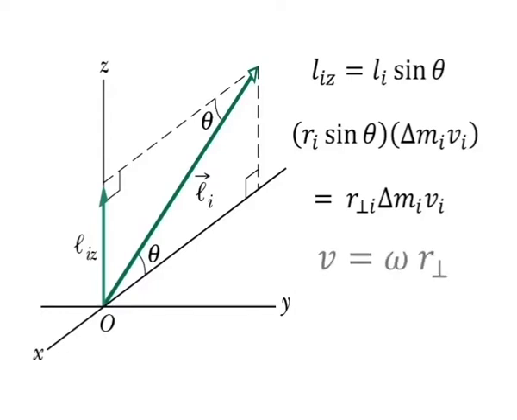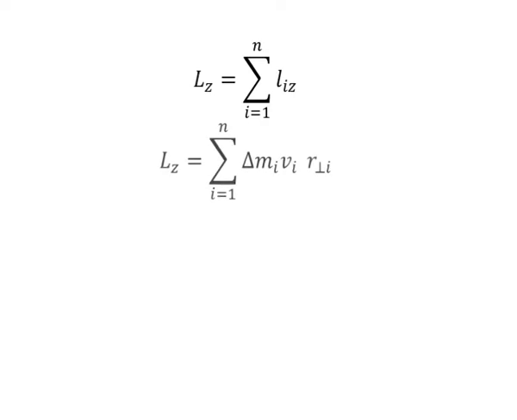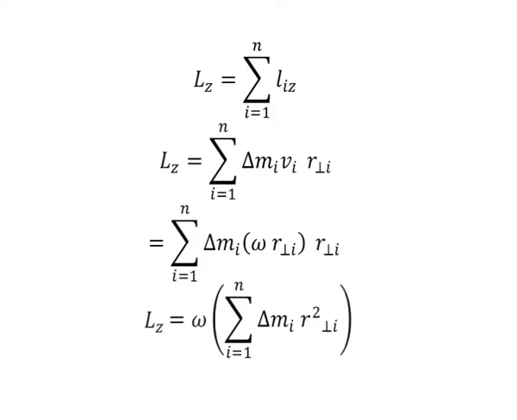Thus, because V is equal to omega r_perpendicular, we may write L_z is equal to sigma L_iz from i equal to 1 to n, or L_z is equal to sigma delta m_i v_i r_perpendicular,i, and this is equal to sigma delta m_i times omega r_perpendicular,i times r_perpendicular,i, and finally we get L_z is equal to omega times sigma delta m_i times r_perpendicular,i squared.